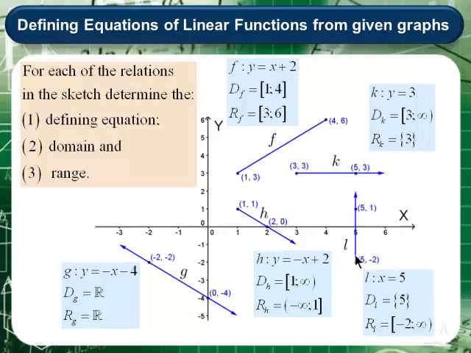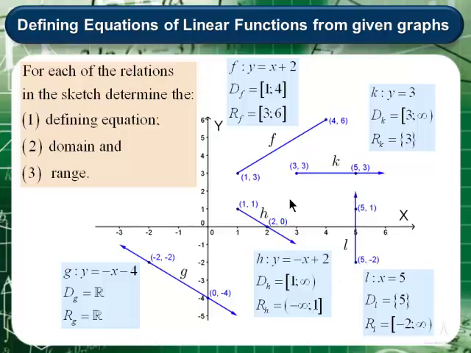And lastly, when we have a ray again parallel to the y-axis, the defining equation is clearly x equals 5, because any point, I've just indicated 2, any point on this ray will always have an x component of 5, and the range is all the real numbers from -2 to plus infinity. So you need to develop the ability to find the defining equations and domain and range from given graphs.